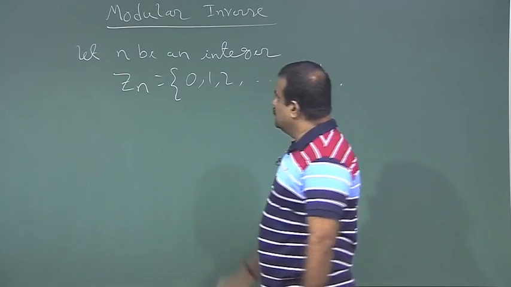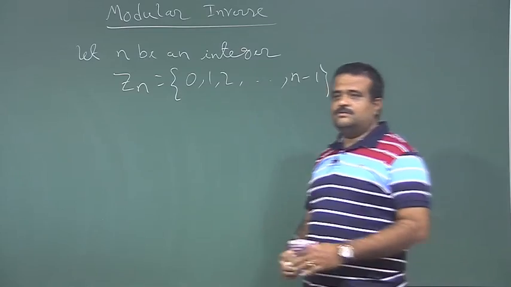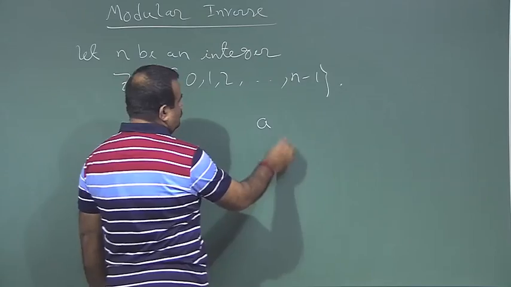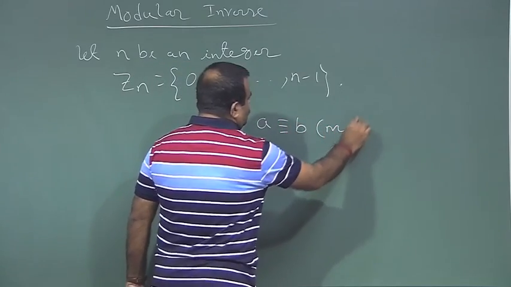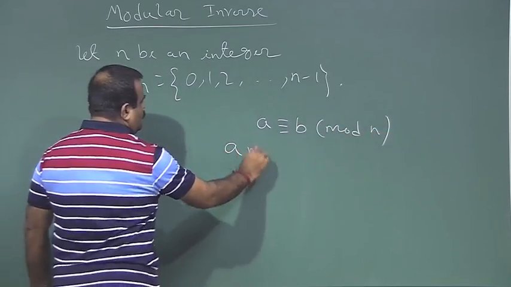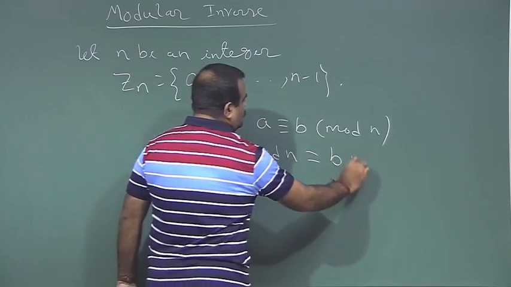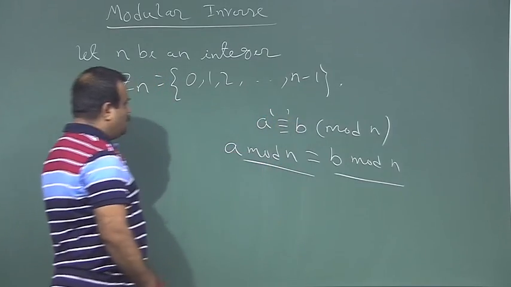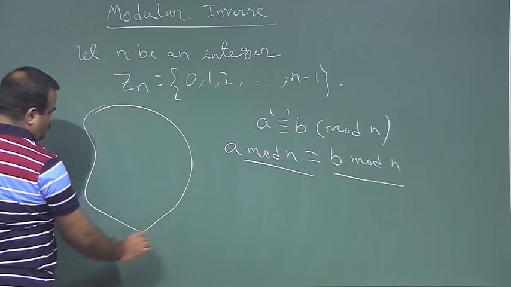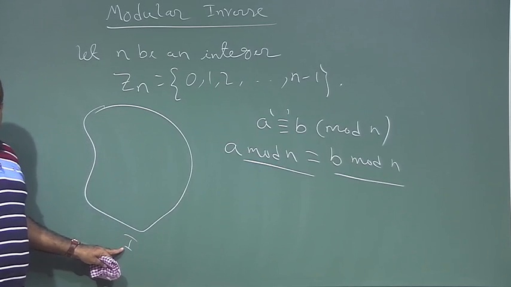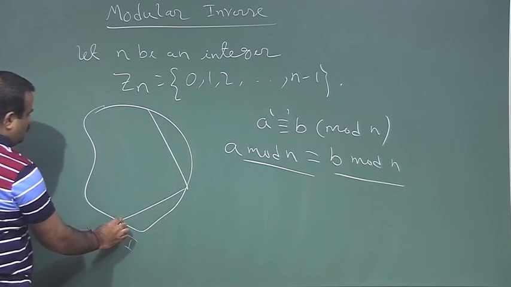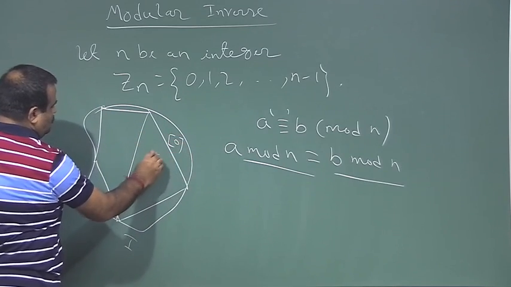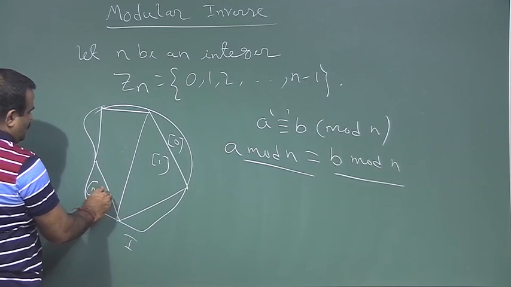This is the residue class or the equivalence class. A is congruent to B mod n if A mod n is equal to B mod n, so they belong to the same class. This relation is an equivalence relation, so it forms a disjoint partition of the set of integers into equivalence classes: the 0 class, the 1 class, up to the n minus 1 class.